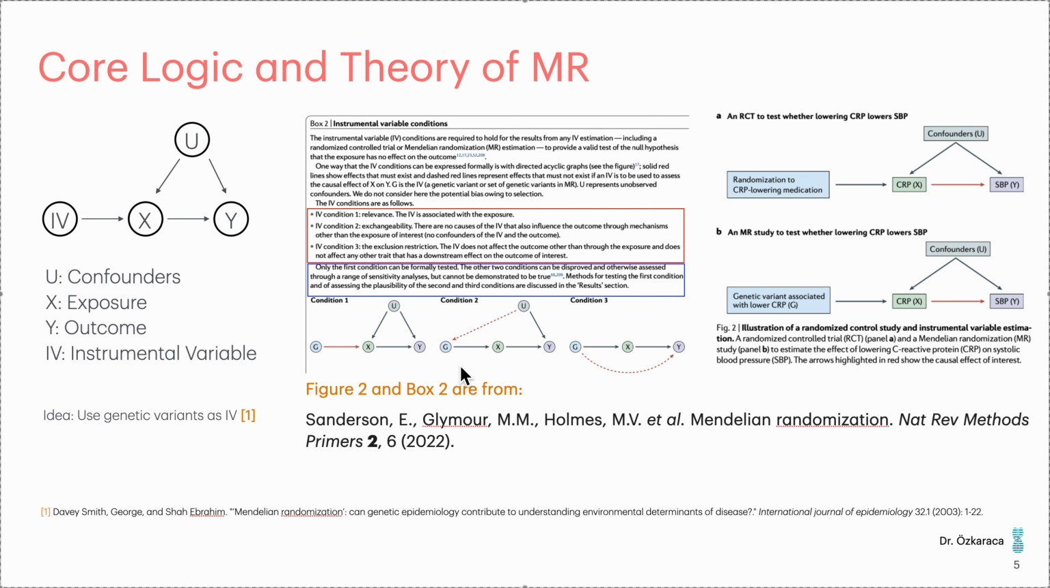On the right side of the slide, there's an example comparing randomized trials and MR for estimating the effect of lowering C-reactive protein on systolic blood pressure. This example highlights the practicality of MR compared to RTs, because we can use a genetic variant associated with lower CRP, which can be found by GWAS, and we can just run the Mendelian randomization, which is much easier compared to the randomized trials.